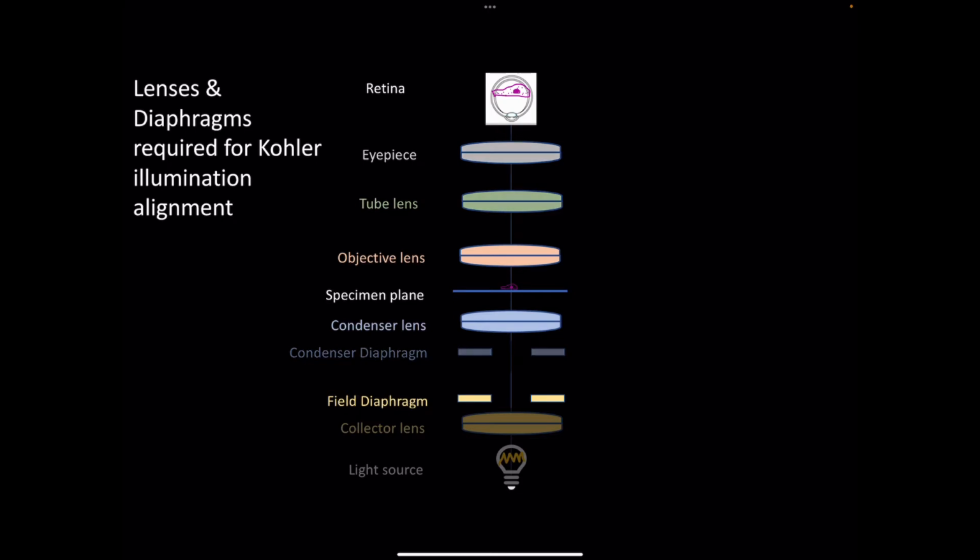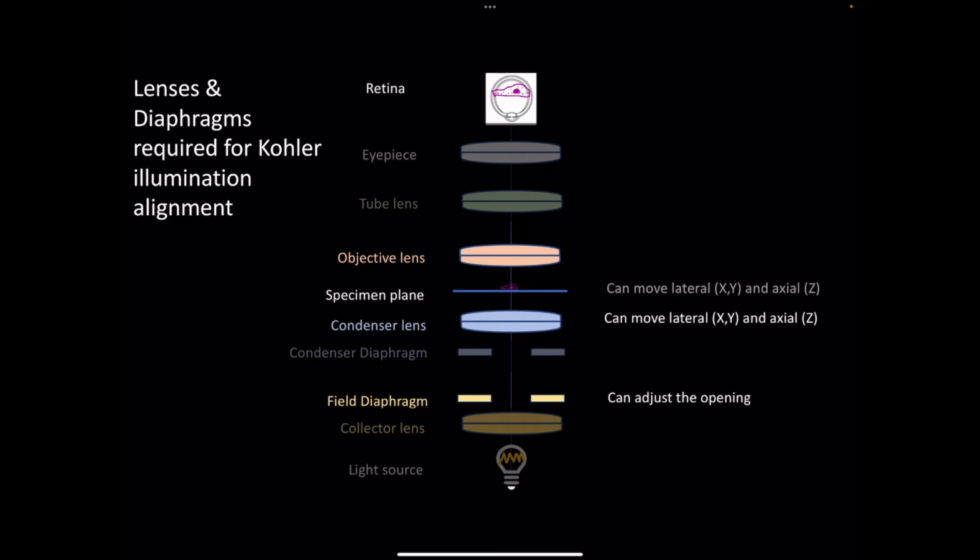Like this. Okay, we know that the field diaphragm can be adjusted in its opening. The condenser diaphragm can also be adjusted in its opening, but it is fixed in x, y and z, and it only moves with the condenser unit itself, which can have a lateral movement as well as axial movement, as the specimen plane also has a lateral and axial movement. After that, the objective lens has a movement in the axial direction along z, and after that none of the other parts of the microscope are movable.